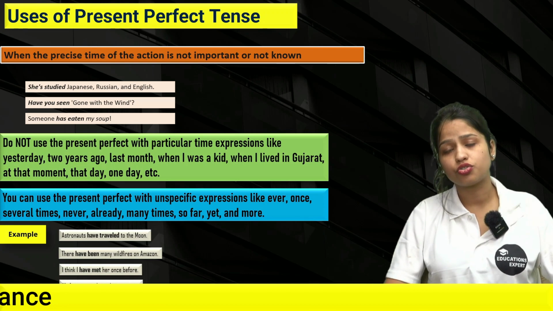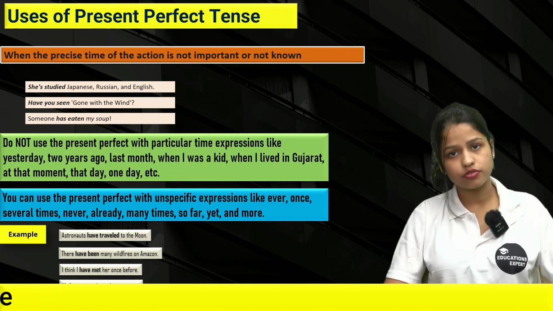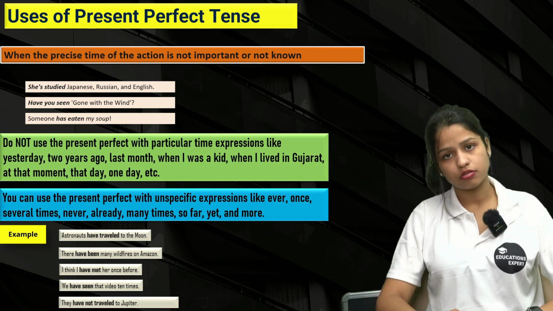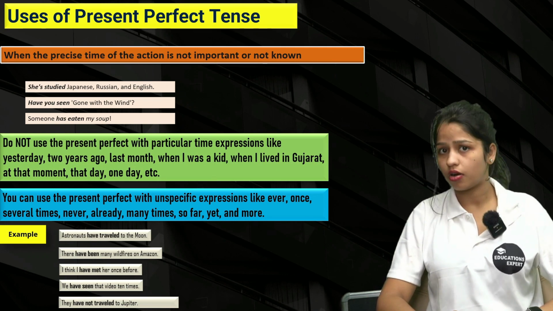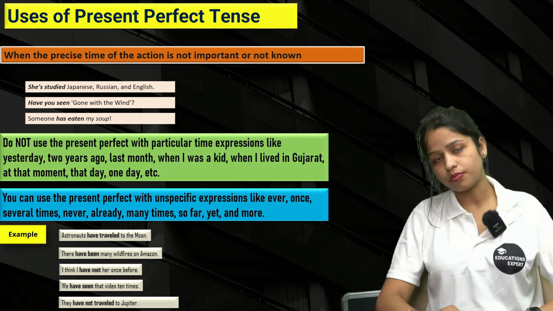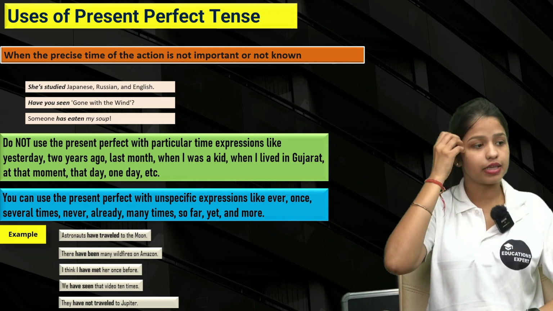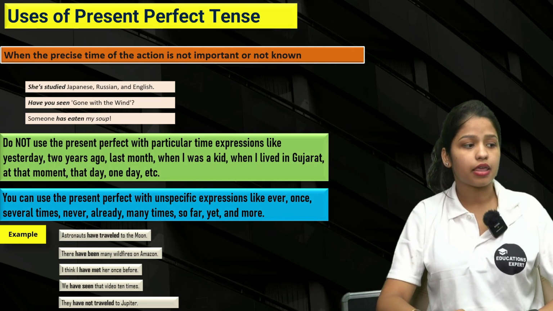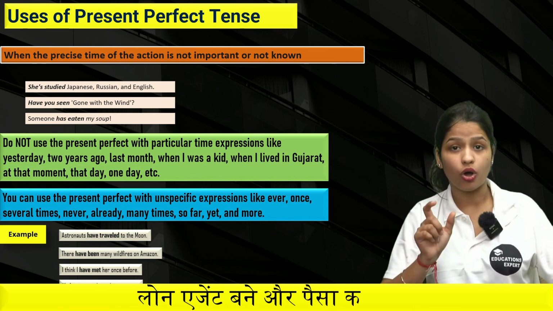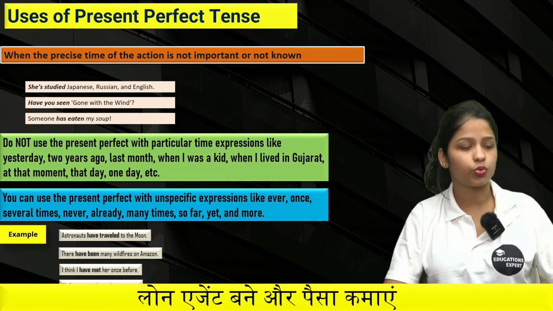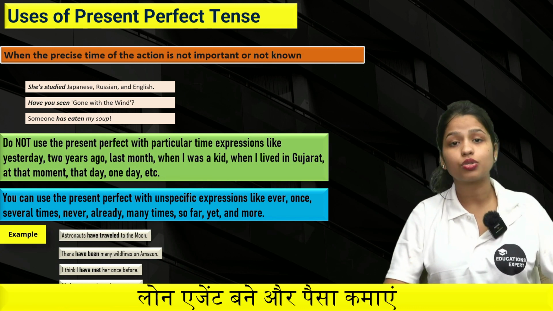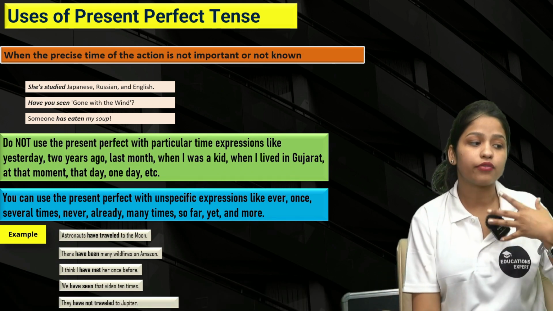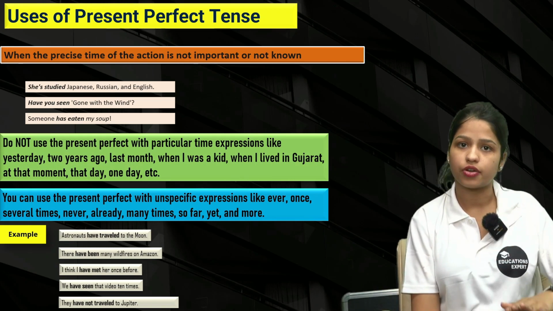Astronauts have traveled to the moon. Does this sentence tell you when it happened, or what the accurate time period is? Obviously not, right? That's why we're using present perfect tense. Next up we have, there have been many wildlifers on the Amazon. Next up, I think I have met her once before. We have seen that video 10 times. They have not traveled to Jupiter.